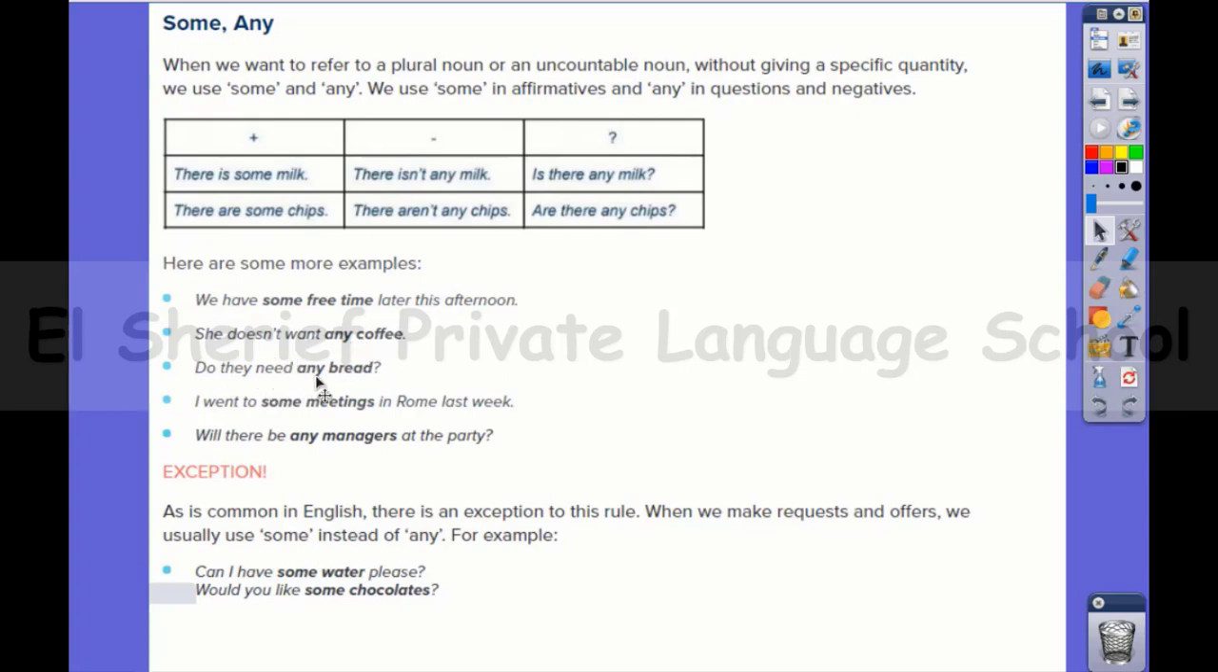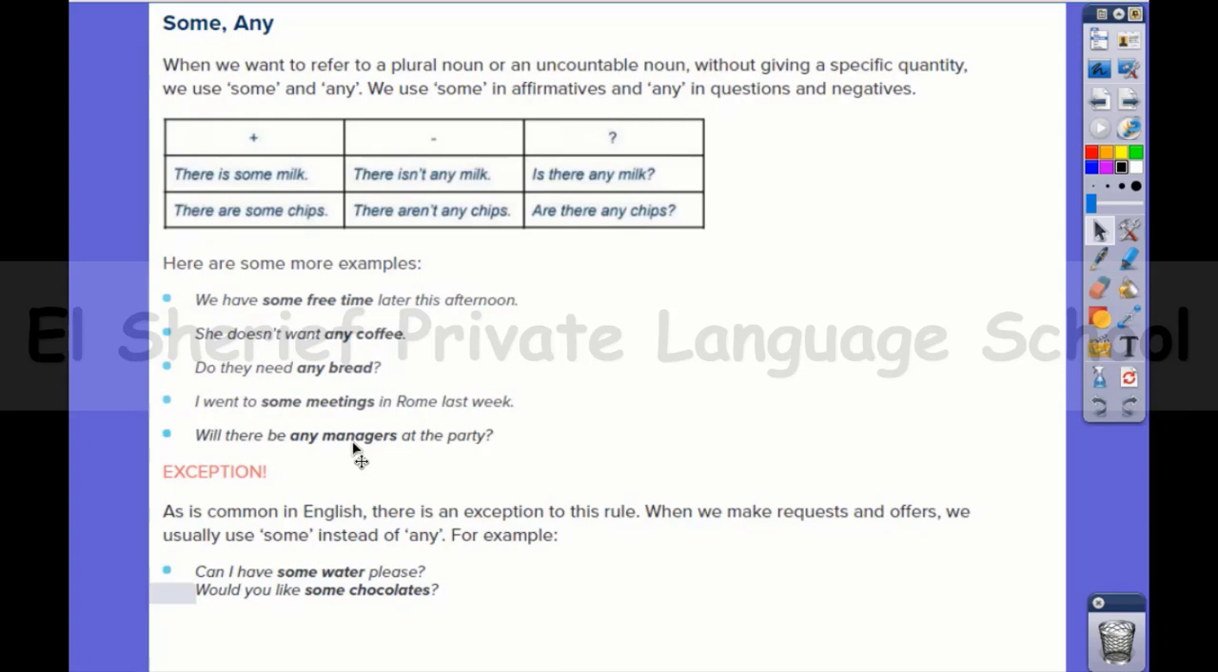Do they need any bread? Again, this is a question with an uncountable noun. I went to some meetings in Rome last week. Some meetings. So meetings is a plural countable noun. Will there be any managers at the party? Will there be any managers? So this is a plural countable noun.